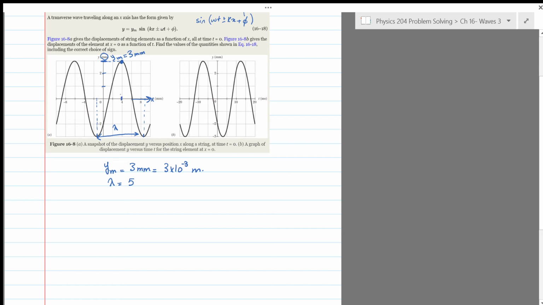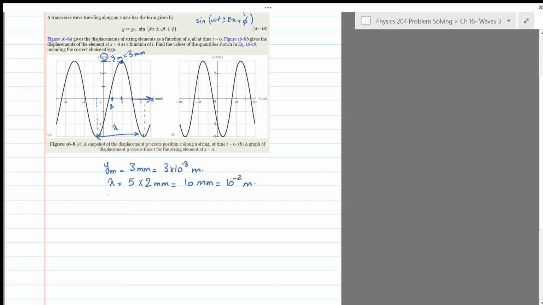So 5 divisions, and we can check the scale. Since this is 4 millimeters, then this is 2 millimeters. So every division is 2 millimeters. This gives us 10 millimeters, which is 10 power minus 2 meters. So this is the value of the wavelength.